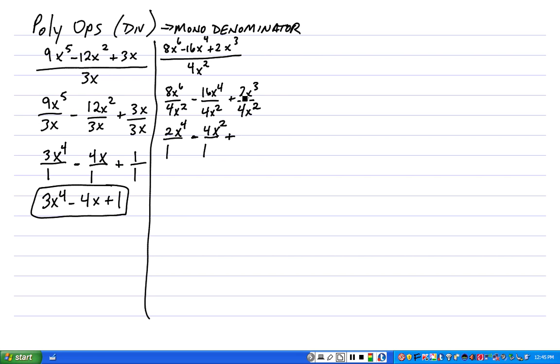This is not 4 over 2. This is 2 over 4. So that does not give me 2. That gives me 1/2. 2 goes into itself 1 time. 2 goes into 4 2 times. So 1/2. X to the 3rd, x to the 2nd. 3 minus 2 is 1.